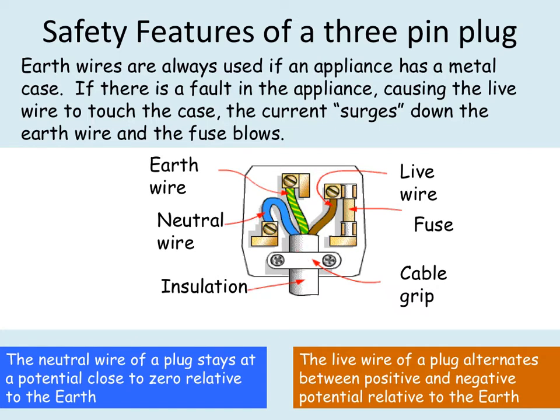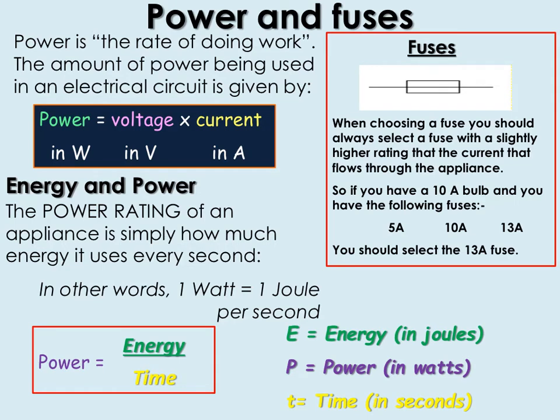The earth wire is an extra safety feature, and it has a very low resistance, and it's there in case there's a fault inside the plug in which electrical current is not flowing where it's supposed to. In that case, the excess electrical current will go through the earth wire because it has such a low resistance. The low resistance of the earth wire then causes a higher current to be drawn from the supply. The higher current will then exceed the fuse value, and that will cause the fuse to blow, and that will disconnect the circuit.